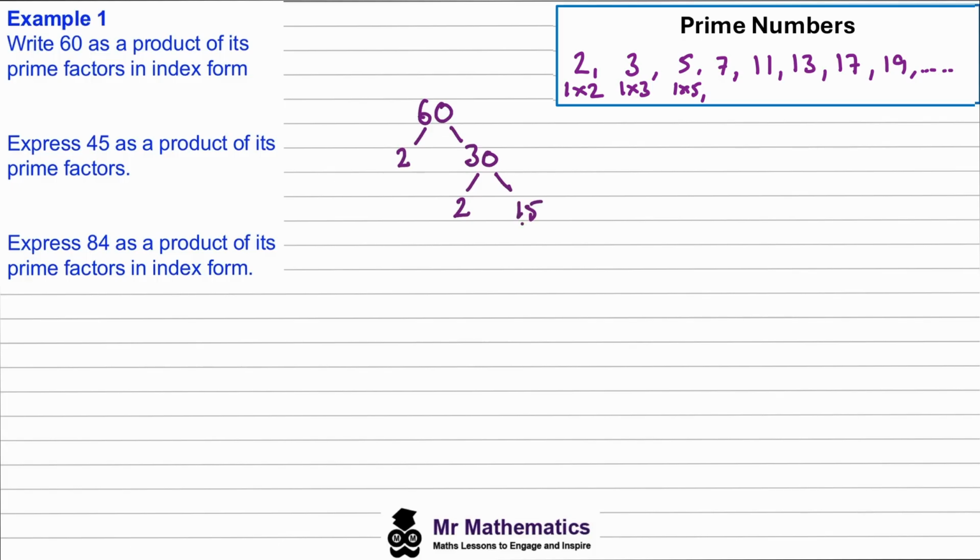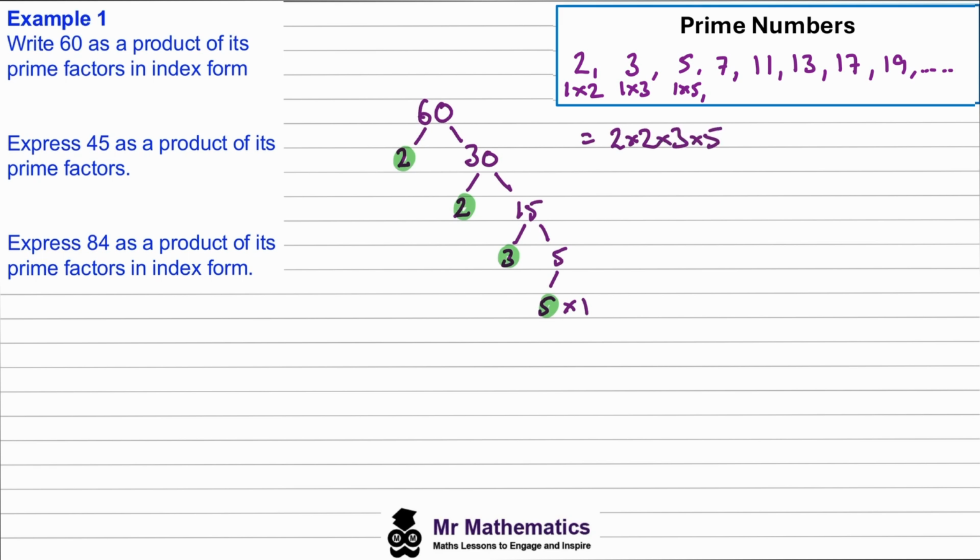Now we divide 15 by the lowest prime, which is 3. This will give us 3 times 5. And then 5 divided by the lowest prime is 5 times 1. So the prime numbers that go into 60 are 2 2's, a 3, and a 5. So as a product, we can write this as 2 times 2 times 3 times 5.